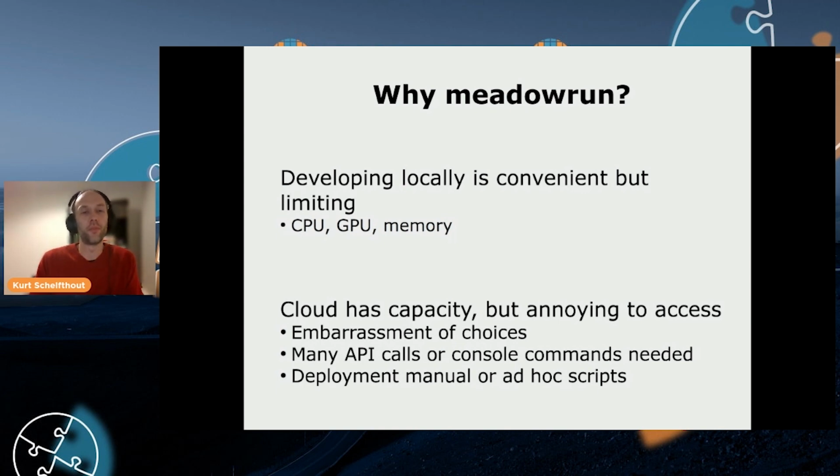If you need to run a job on bigger data, or you need maybe some big GPUs, or maybe you just don't want to run a long batch job or training job or whatever on your local machine, just so you can do something else, then you're kind of in a bind there locally. But the cloud, on the other hand, has lots of capacity to run these kinds of things, but it's kind of annoying to access.